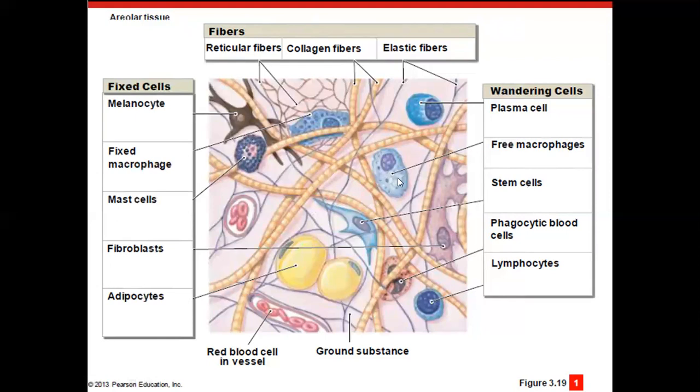There's a free macrophage. There's a lymphocyte. Lymphocytes are smaller cells, but with a really big nucleus that takes up most of the cell. There's an adipocyte. All of this in here is stored fat, stored lipid, and the nucleus usually gets shoved to the side of the cell. There's a mast cell that secretes a substance that basically causes inflammation. There's a plasma cell and a melanocyte. There are the branching melanocytes.